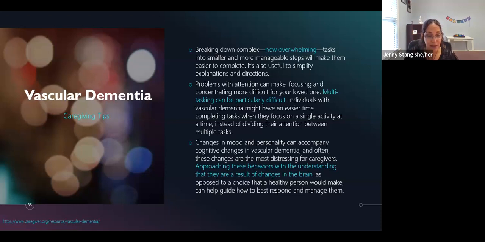Changes in mood and personality can accompany cognitive changes in vascular dementia, and often these changes are most distressing for caregivers. Approach these behaviors with the understanding that they are the result of changes in the brain, as opposed to a choice that a healthy person would make, and that understanding can help guide you on how best to respond and manage them. Okay, so again, understanding this is not my loved one right now, this is their disease. Doesn't make their words or behaviors hurt any less, but it can definitely help you to cope and rebound after one of those incidents.